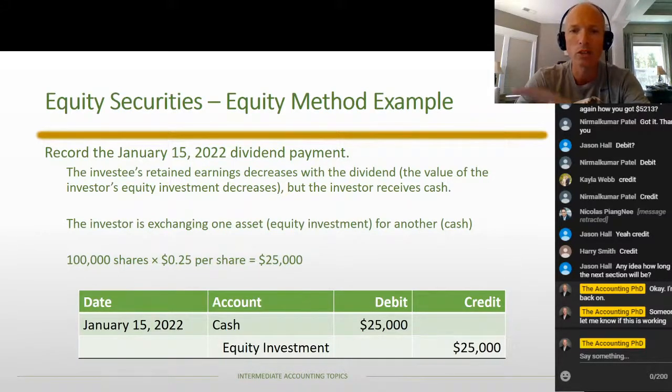Again, the focus here is the change of the equity investment coincides with changes to the investee's retained earnings. That's the key. You always have to be thinking about the investee's retained earnings.